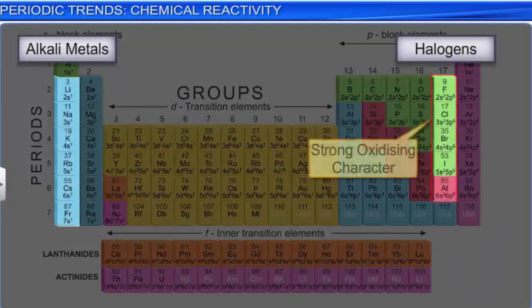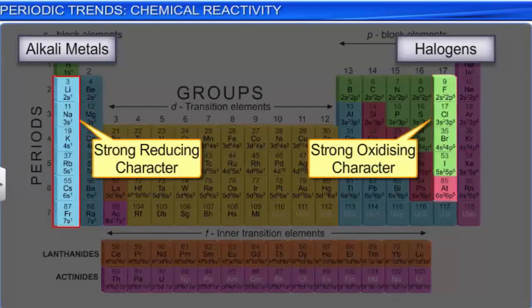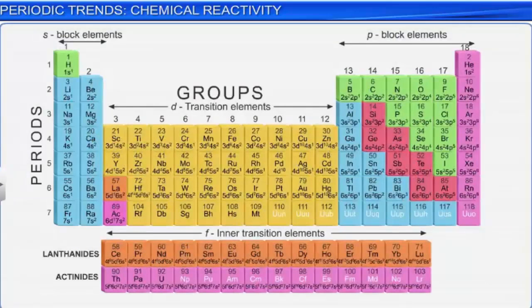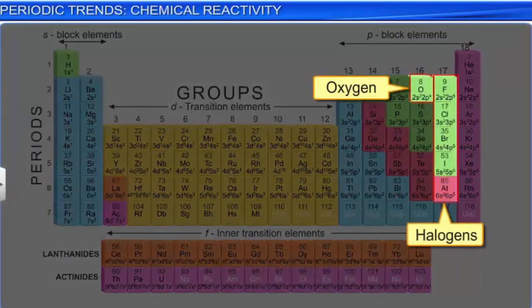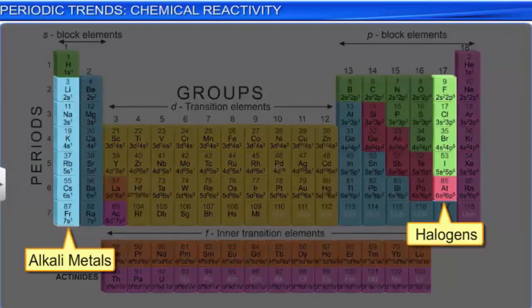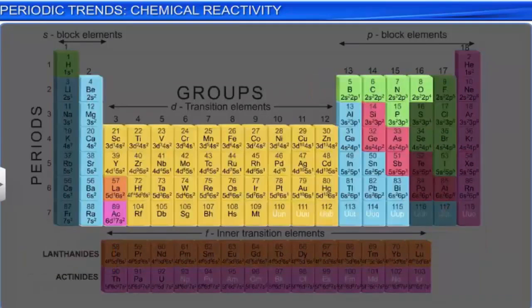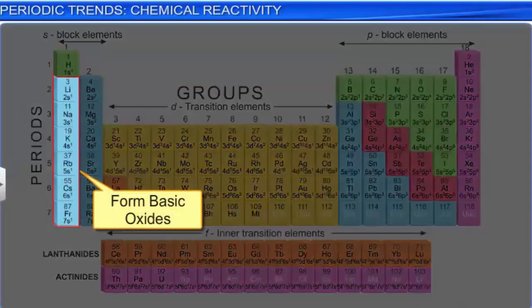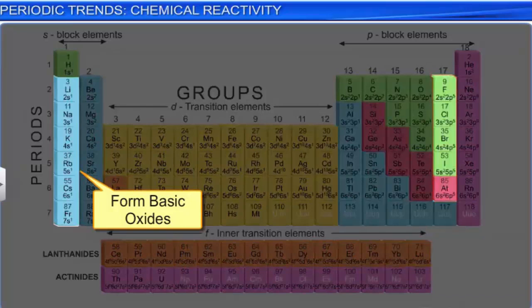The chemical reactivity of an element is best shown by its reactions with oxygen and halogens. The alkali metals and halogens show a higher tendency to combine with oxygen as compared to the elements in the center. The oxides formed by the elements on the extreme left of a period are basic, while those formed by the elements on the extreme right are acidic in nature.